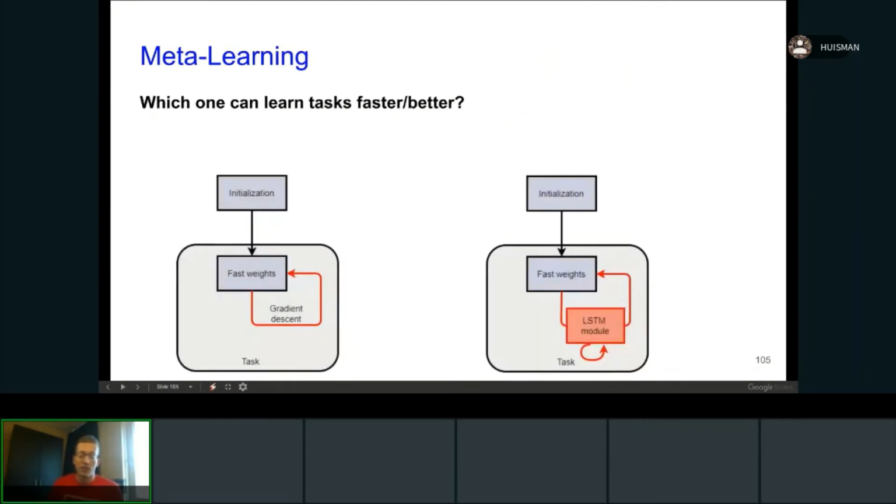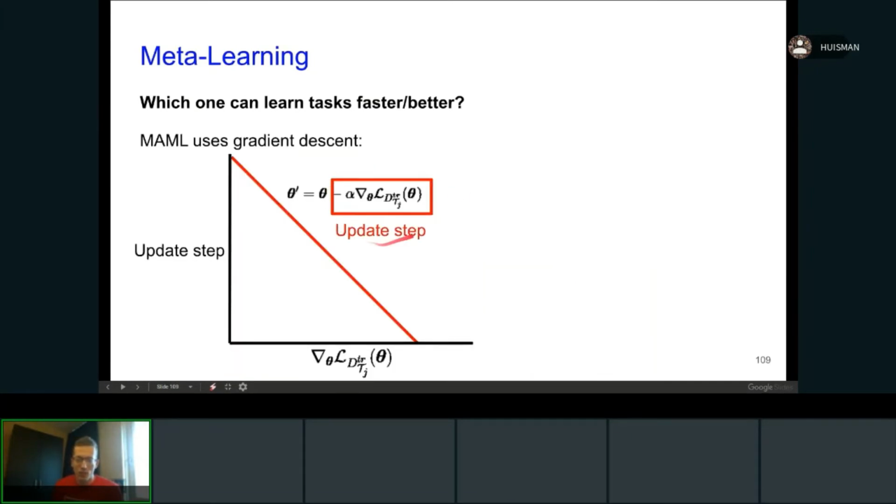Okay, so now that we have seen these two techniques, my question really is, and I'm not going to ask you because this is recorded, which one would you expect to perform better? Is it MAML, which uses simple gradient descent to learn new tasks, or is it the LSTM meta learner, which replaces gradient descent by this LSTM module? If you think about this for quite some time, maybe, or maybe not if you're really smart, then you may see that the update step made by gradient descent is a simple linear function of the input gradient.